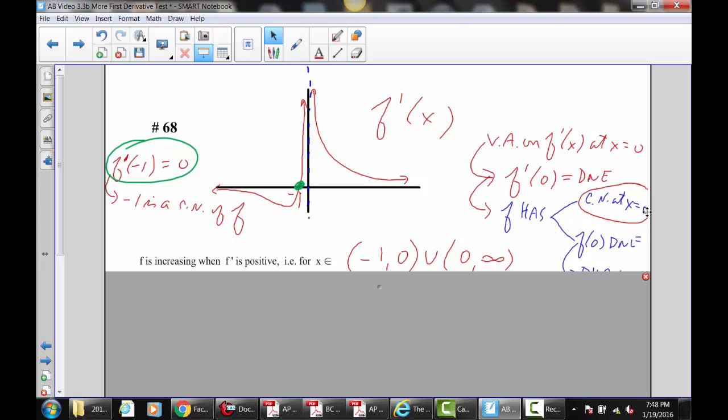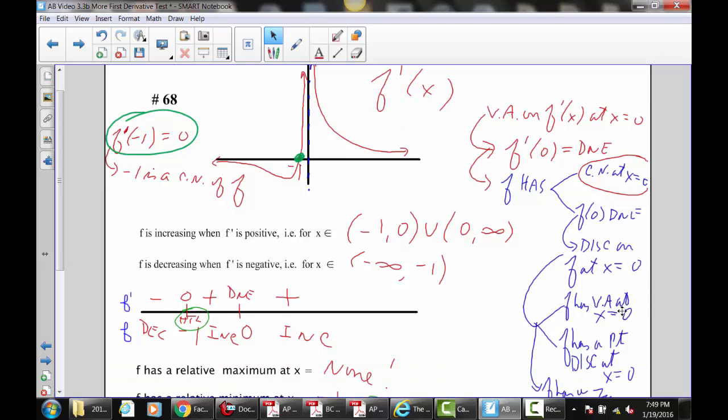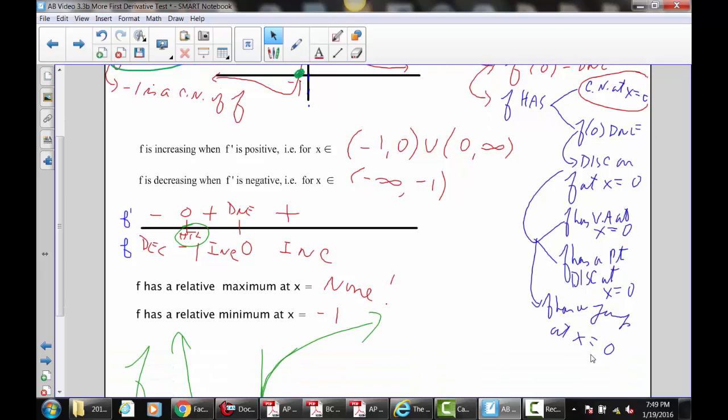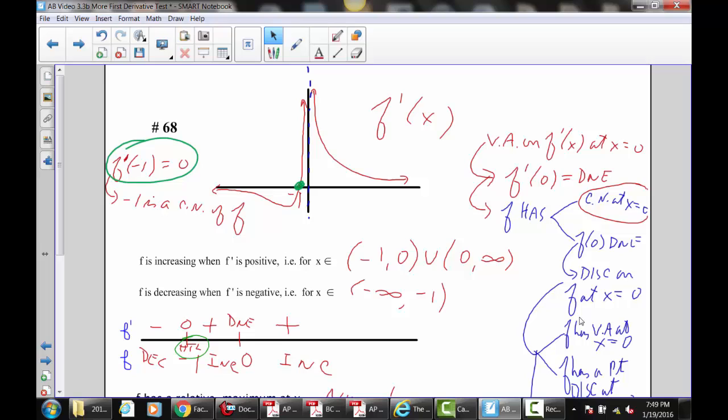Now that means one of two things. Either f has a critical number at x equals 0 because it makes the derivative undefined, but it could be that f of 0 doesn't exist at all, which means f is discontinuous at x equals 0, which means it might have a vertical asymptote there, it might have a point discontinuity there, it might have a jump discontinuity, you really don't know.